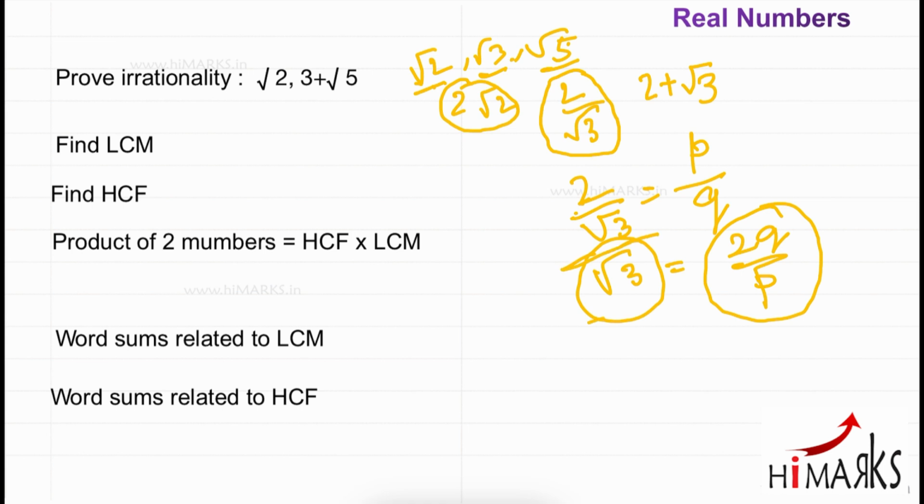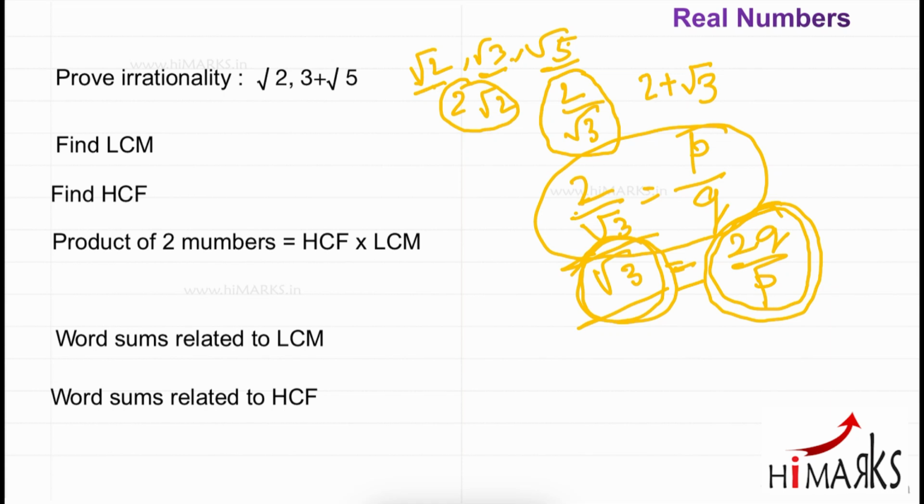Root 2, root 3, and root 5 you need not prove separately. You can mention that root 2, root 3, root 5 are already proven as irrational. So that contradicts. This shows a rational, but this part is irrational, already proved. So this contradicts, which means this assumption itself is not correct. That is the way these composite problems like 3 plus root 5 or 2 by root 3 are proven.